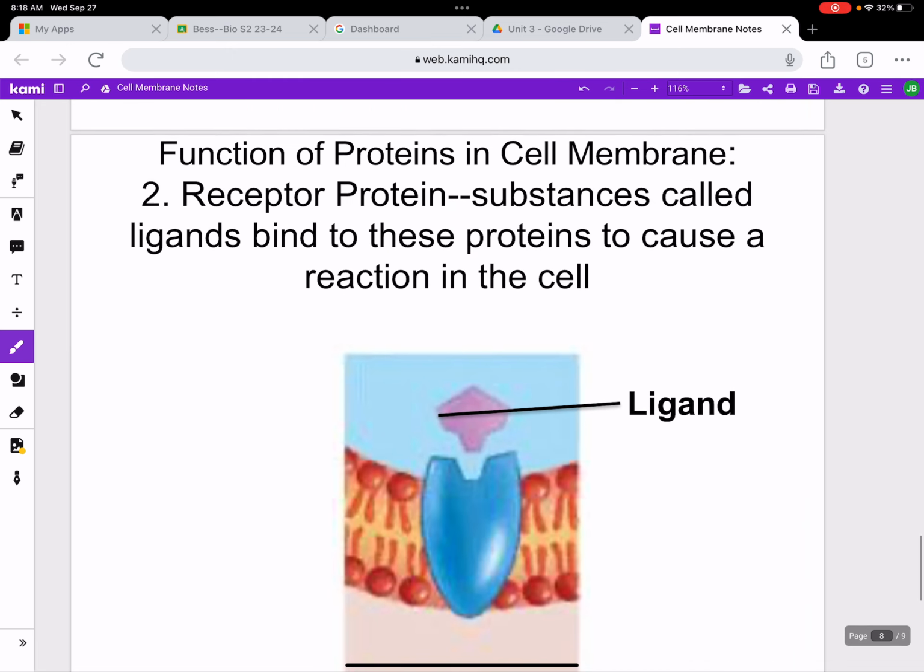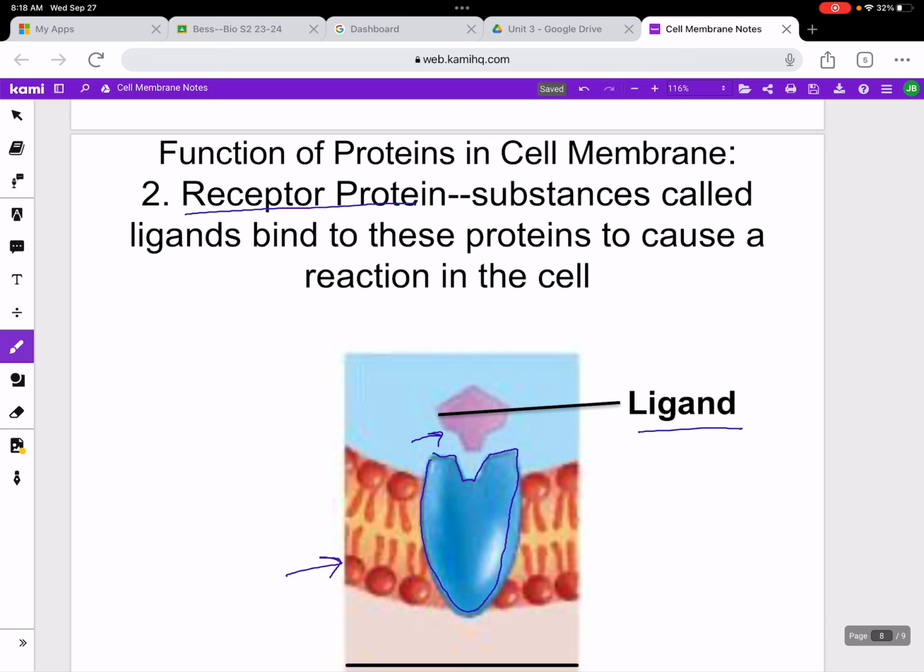Another function of a protein that's found in a cell membrane is something called a receptor protein. So in this case right here, you can see here's the receptor protein here in blue. And you can see that it has a binding site here. And the binding site fits only a certain chemical, like a lock and a key. So not just anything can bind there, only this specific chemical. And the chemical that comes in and binds to receptor proteins are called ligands.